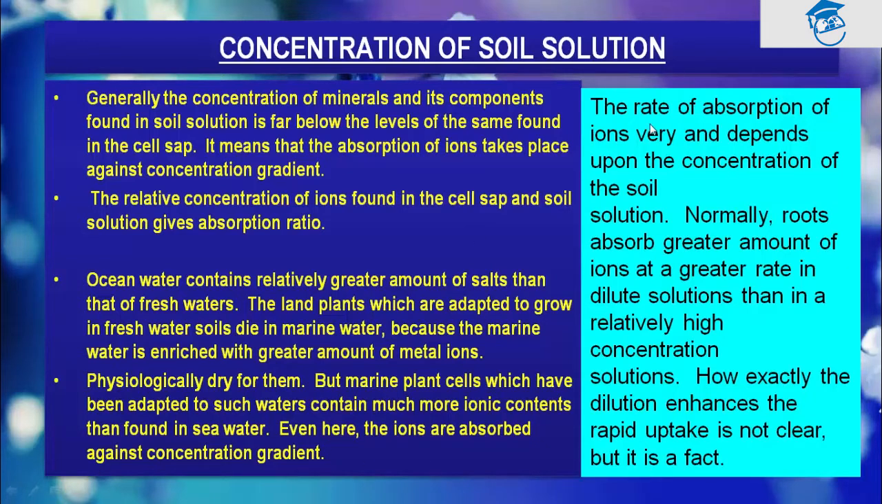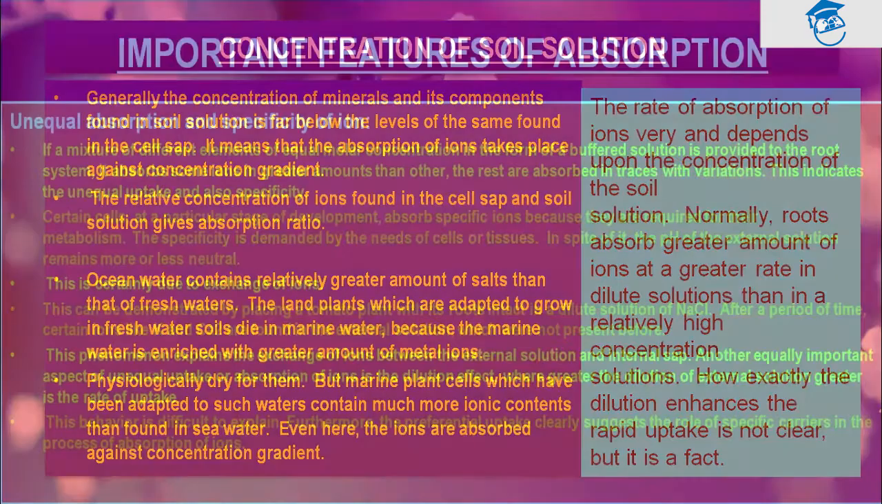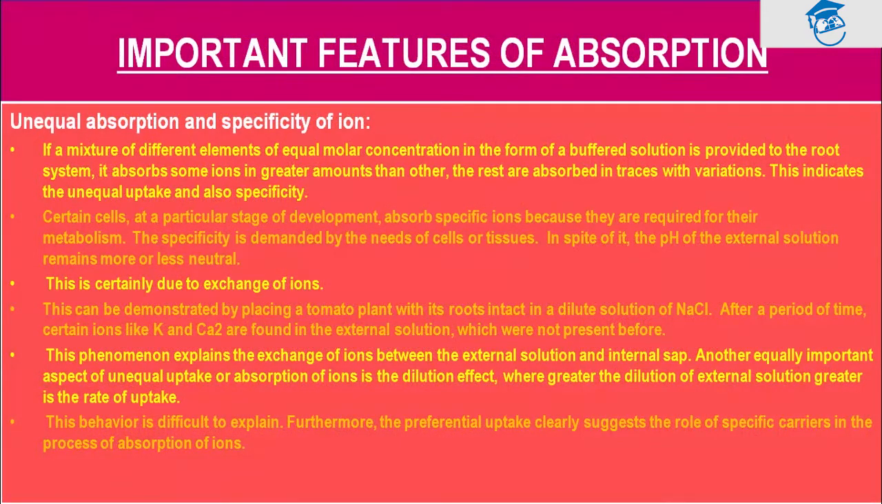So the rate of absorption of ions varies, and it depends on the concentration of soil solution. Normally, roots absorb a greater amount of ions at a greater rate in dilute solution than in relatively high concentration solution. Now come the important features of absorption. First is unequal absorption and specificity of ions. Students, unequal absorption and specificity of ions is a feature of absorption.